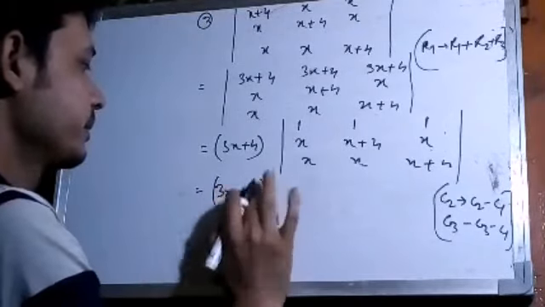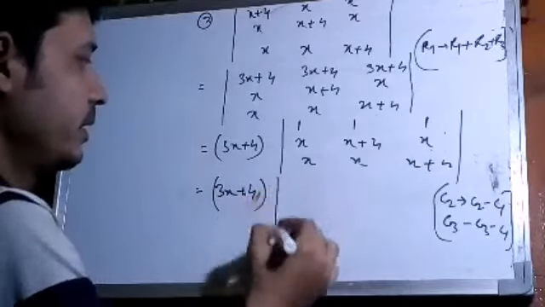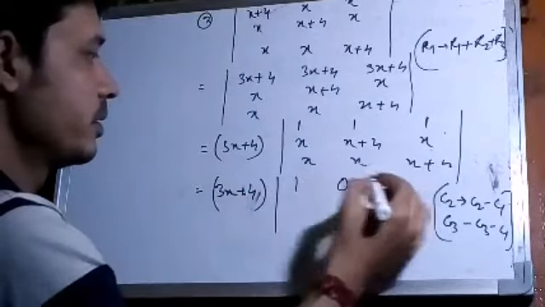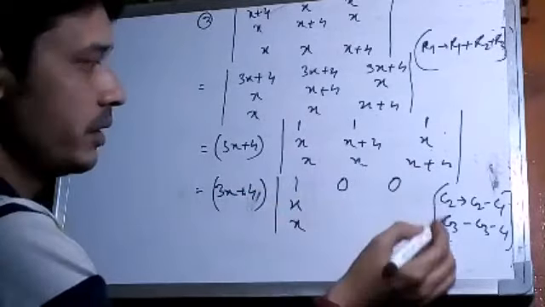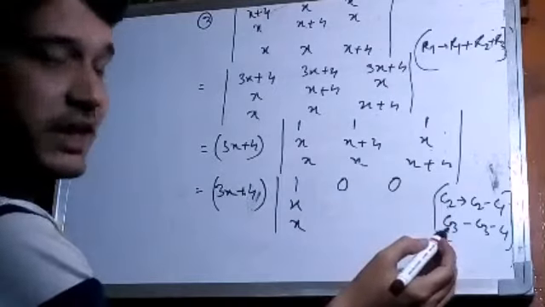3x plus 4. Then the determinant we have 1, 0, 0. This is x, no change because C1 is not changed. C2 and C3 will change.